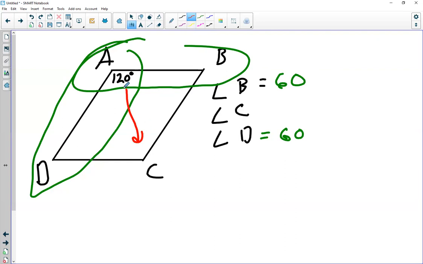While angles opposite of each other, so across the room, like me and Eliana are across the room, opposite corners, that is going to be congruent. So in this case, C is 120 degrees. It's really easy, this question.